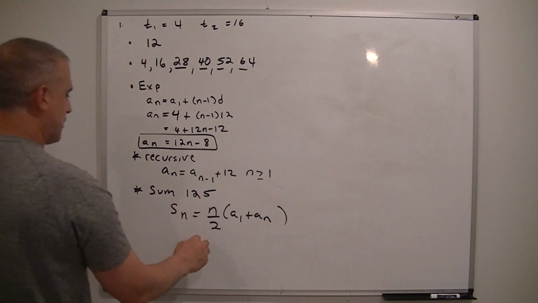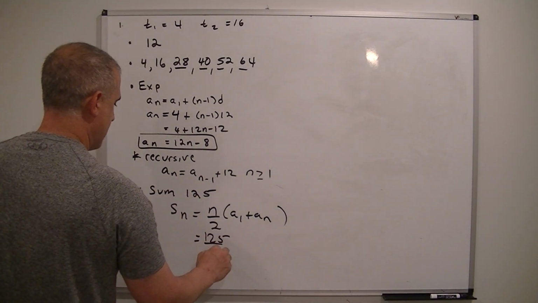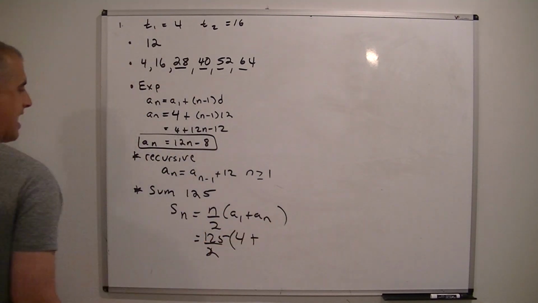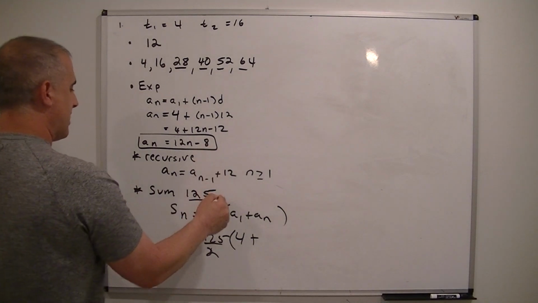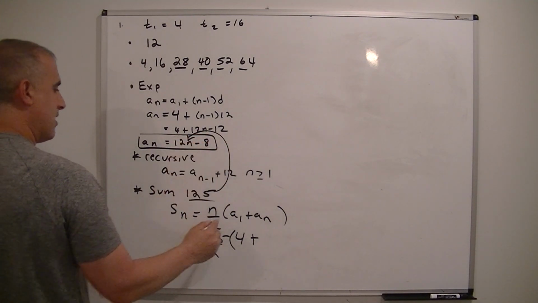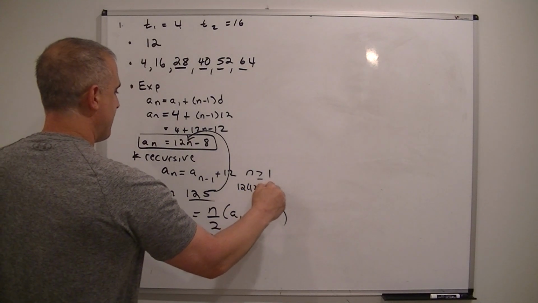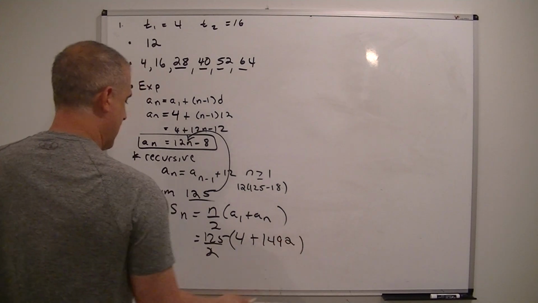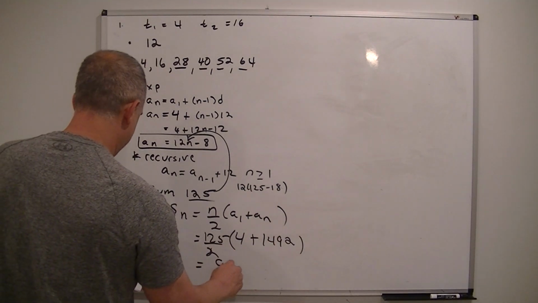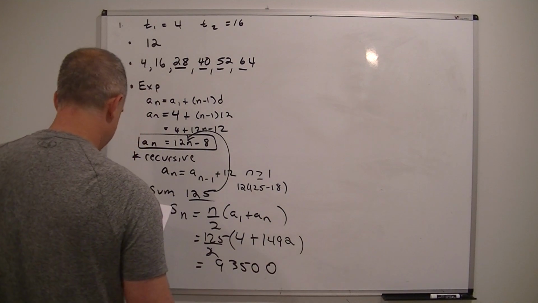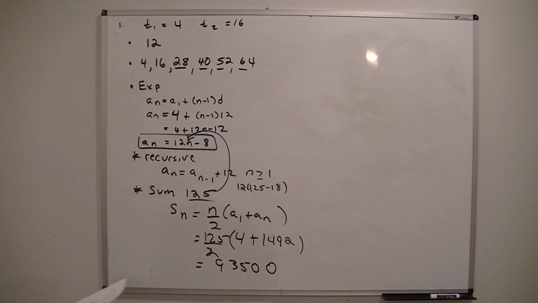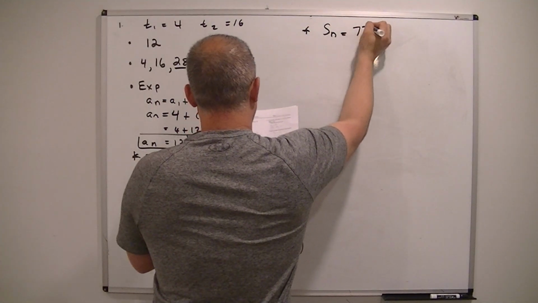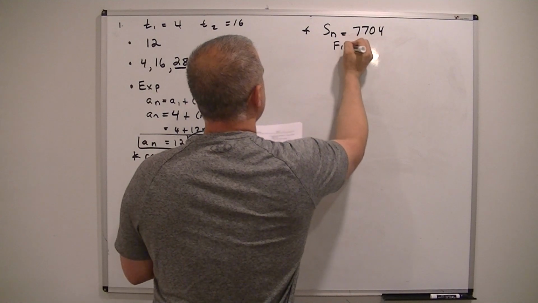Now, we know that there's 125 terms, so that's our n. Okay. We know our first term, which is 4. What we don't know is an. Well, if they want the first 125, what I can do is take 125 and put it into that. So 12 times 125 minus 8. Okay. That will give us 1492. Okay. If you use a calculator and figure that all out, your sum ends up being 93,500, okay?